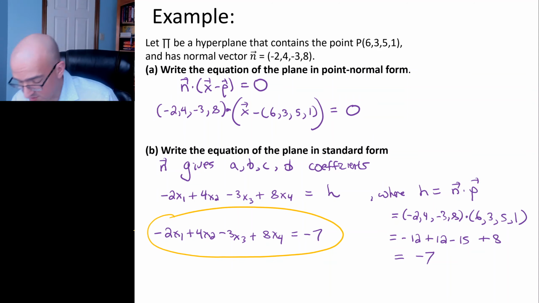And it's worth just double checking the math, or actually double checking the copying of the numbers. -2, 4, -3, 8, and then 6, 3, 5, 1. Now the dot product, -12 plus 12 minus 15 plus 8. Okay, I'm happy with that.